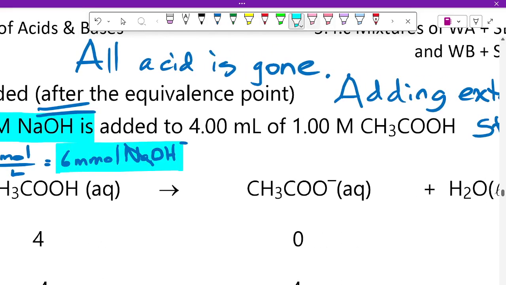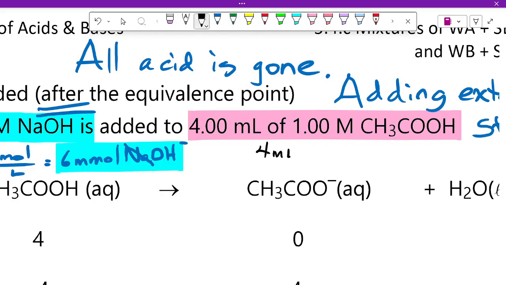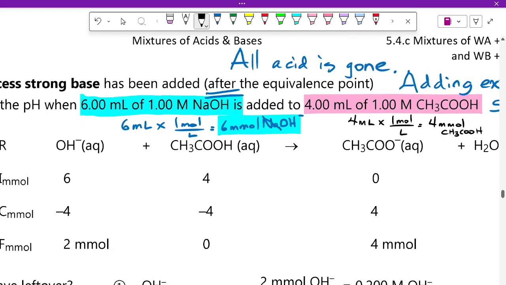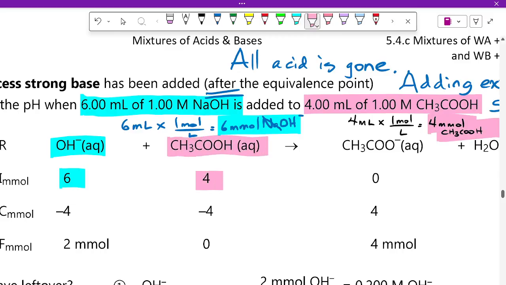We also have 4 milliliters of acetic acid, so we have 4 milliliters times 1 mole per liter is 4 millimoles of CH3COOH. So we have our hydroxide, 6 millimoles. We have our acetic acid, 4 millimoles.